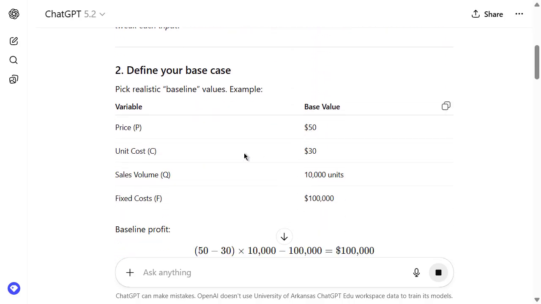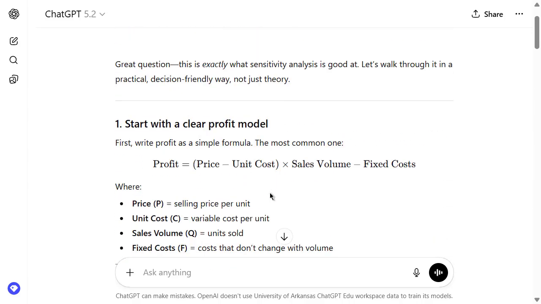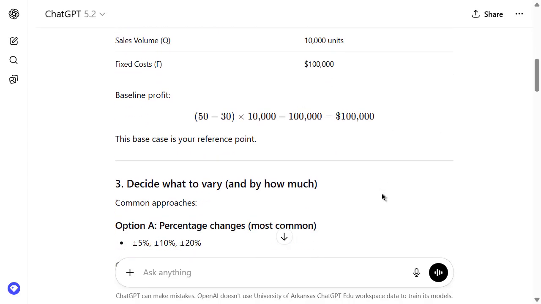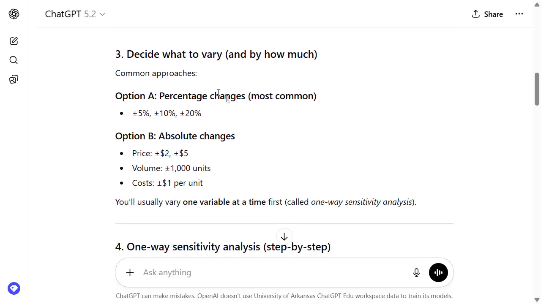And then it asks us to tell it the base case. Where are we starting from? And so we're going to have a base case. If we said price and unit cost was 50 and 30 and we sold 10,000 following this profit, then we now subtract fixed costs to get our profit. And then we're going to make some changes to that based on various assumptions.